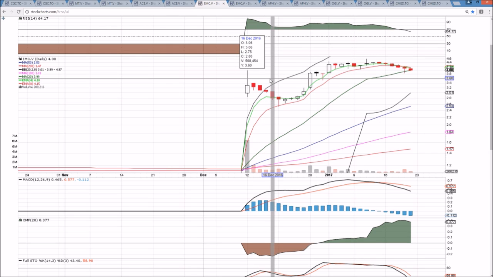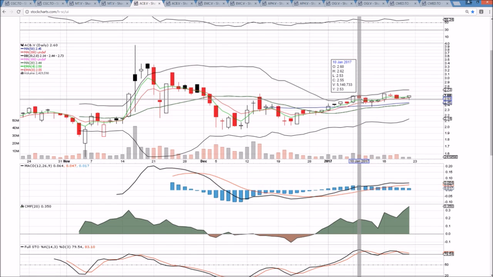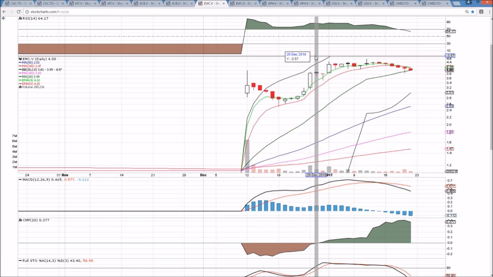EMC, scouting a potential bullish entry here. I did lock in half of my ACB profit back. See what day was that? That was this day, January 10th. So locked in half that profit, and I'm looking to put it either in EMC or APH. Now EMC, I'm not ready just yet. I want to see a little bit more consolidation.